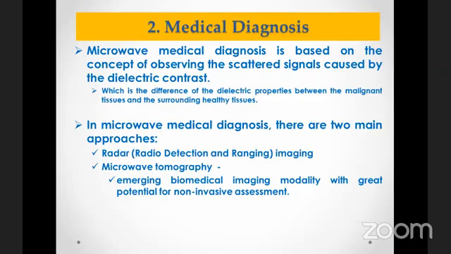There are two main approaches. One is radar. The radar approach means the transmission of signals and receiving back by the same system. Radio detection and ranging is used. Basic principles of radar are used in this radar imaging. Microwave tomography is another approach.